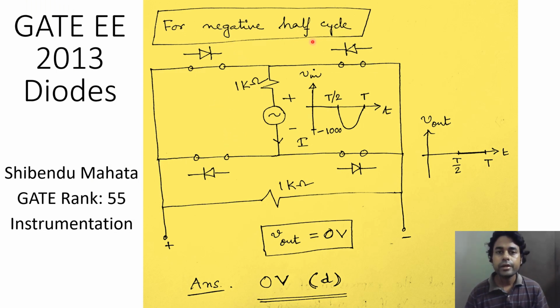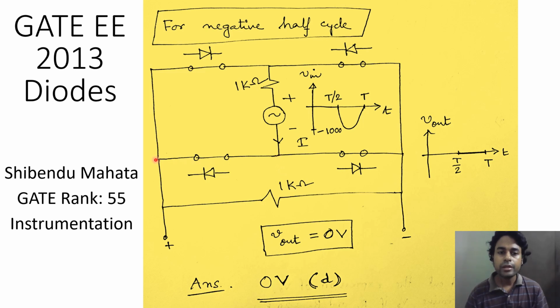Okay, next is the negative half cycle. In the negative half cycle, the voltage source will try to push the current in this direction, and this is in conjunction with the direction of the diodes. So the diodes will allow the flow of current through themselves, because now the current will flow from anode to cathode for this diode as well as this one, and then anode to cathode for both the diodes on the right hand side.